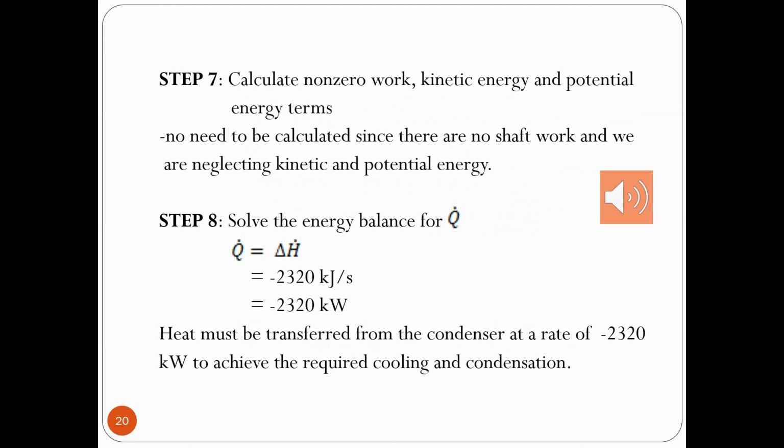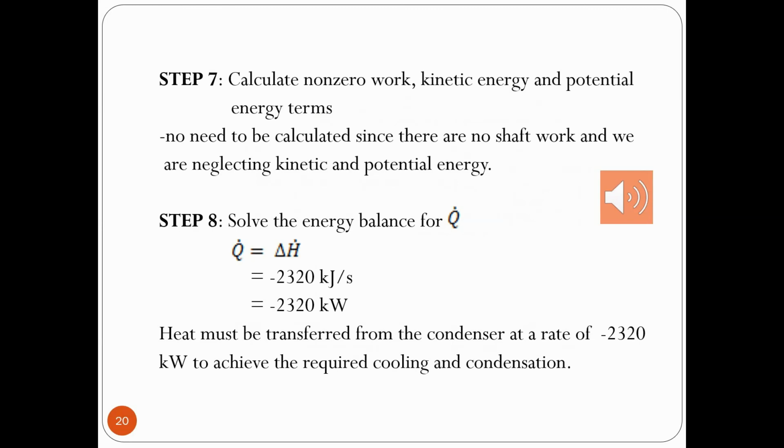At step 7, we need to calculate any non-zero work, kinetic energy and potential energy terms. When we refer back to our step 2, we already canceled out any terms that are zero or neglected. So here we also already know that our shaft work does not need to be calculated because there's no moving part, right? So we can also neglect the kinetic and potential energy. So step 7 can be skipped.